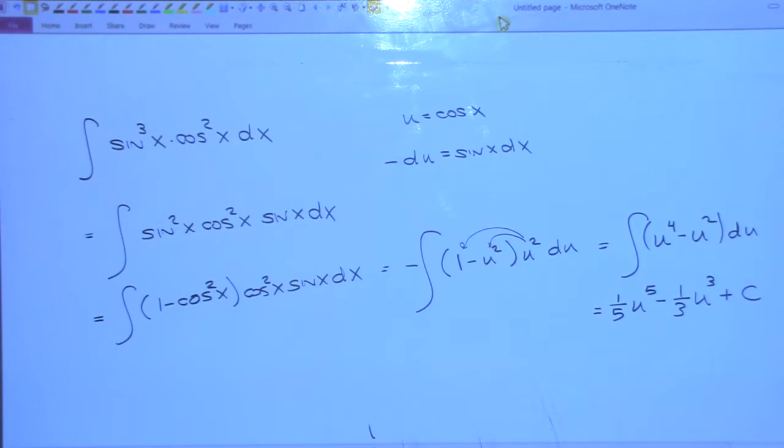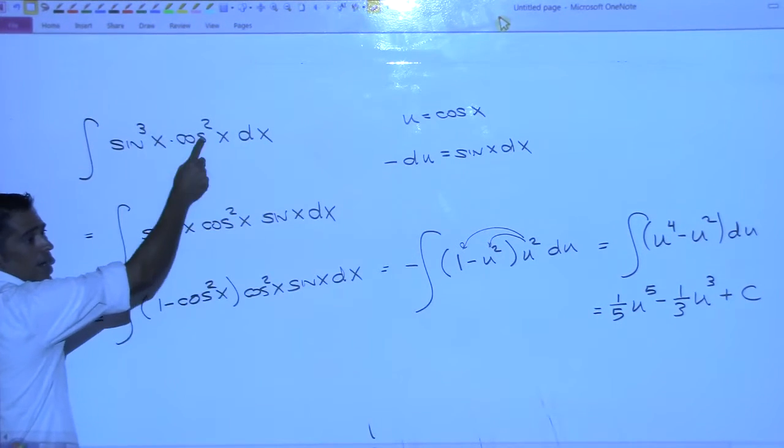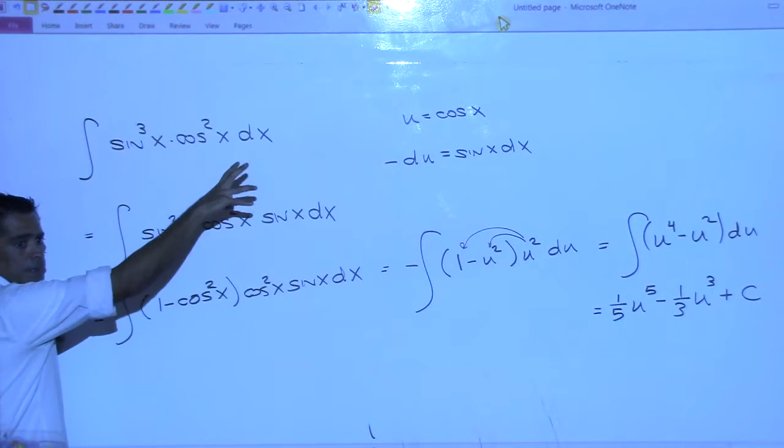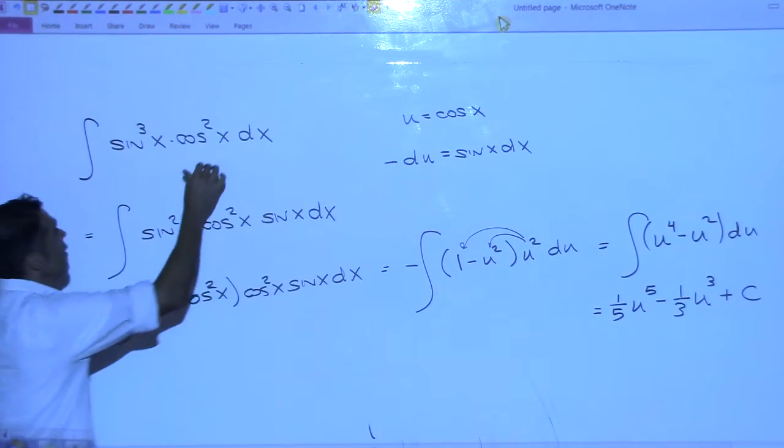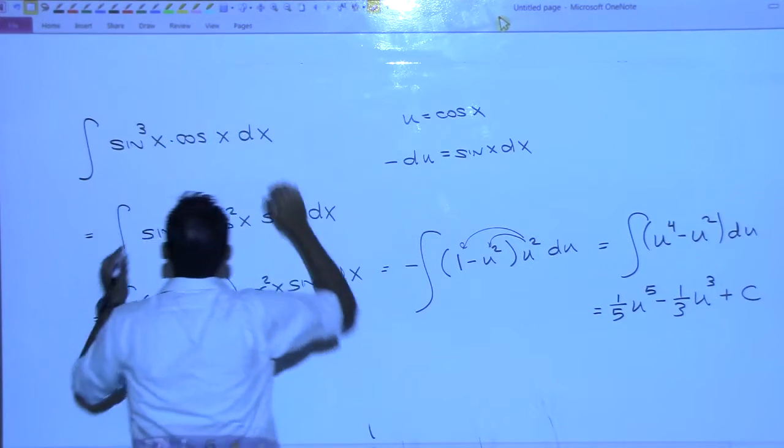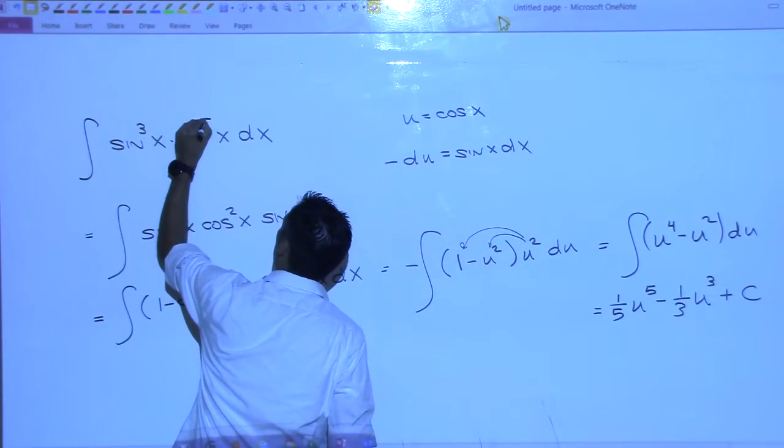Okay. So what could possibly cause an issue here? It seems like if one of these is odd and the other one's even, we should be able to peel one off. What if they're both odd? Let's make that cosine to the fifth.